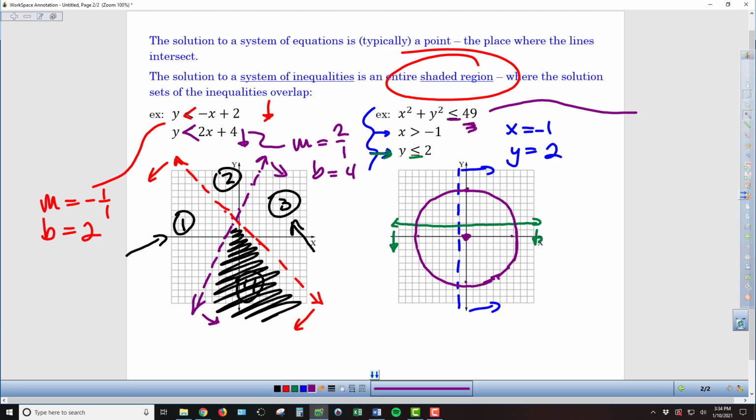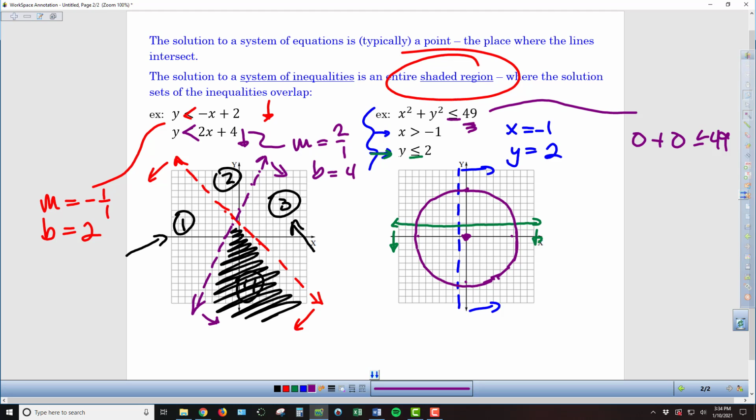But we can also use our rule in this case, less than or equal to. I'm going to be shading inside of the circle. For a greater than or equal to, in this case, I'd be shading on the outside. But if I plug in the point 0, 0, 0 squared plus 0 squared is less than or equal to 49, that's definitely true. So that means 0, 0, the point inside the circle, is a part of our solution region.